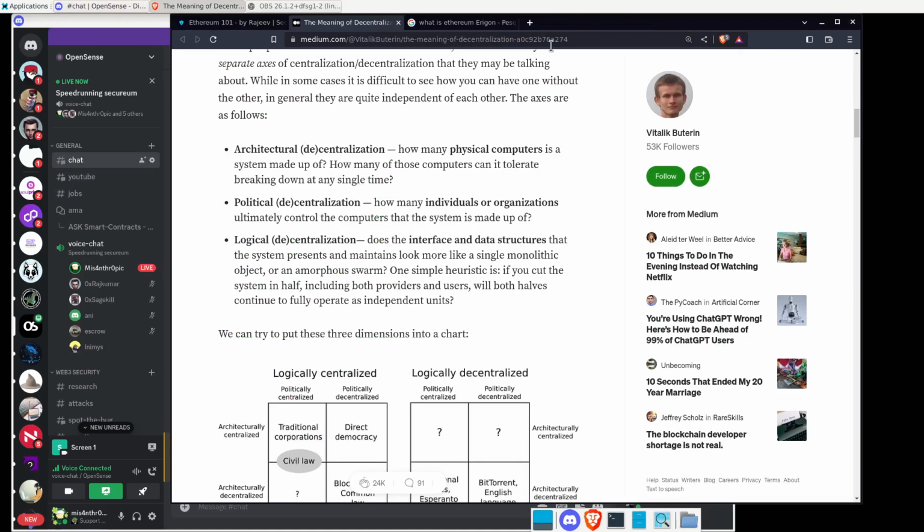Let's see, political decentralization. How many individuals or organizations ultimately control the computers that the system is made up of? And logical decentralization. Does the interface and data structures that the system presents and maintains look more like a single monolithic object, or an amorphous swarm?